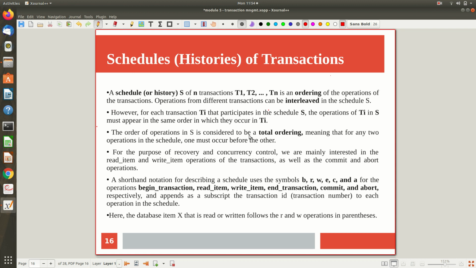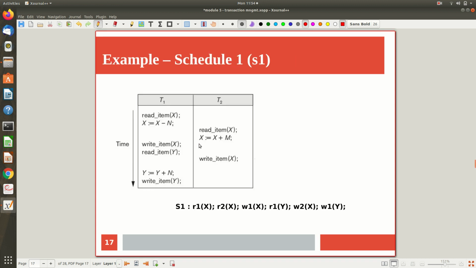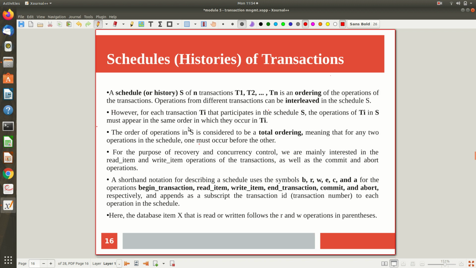You can see that within a schedule the operations have some kind of total ordering, in the sense that for any two operations in a schedule, one must occur before the other. In the vertical line, the y axis, we are taking time, so with respect to time we define this is to be done first, then this. That ordering is known as total ordering. We are not supposed to change this ordering. It is completely defined among all operations of all transactions.